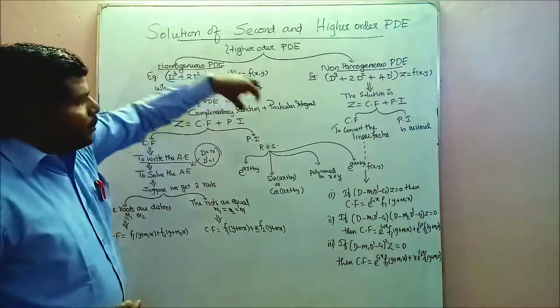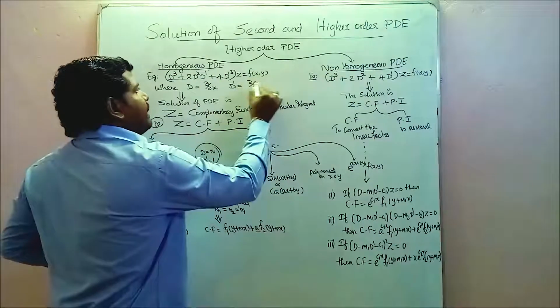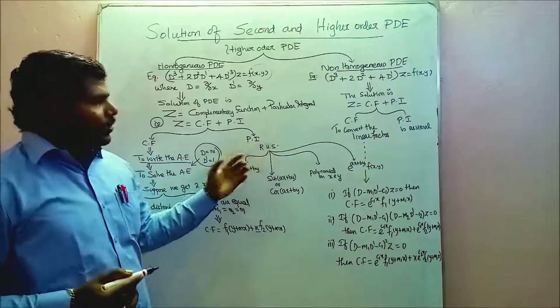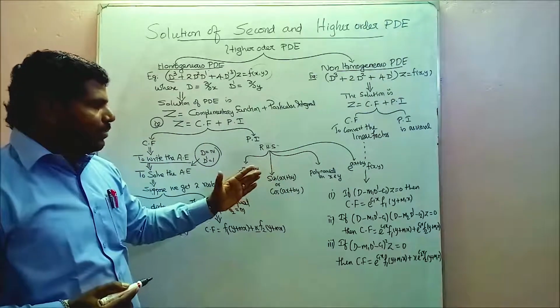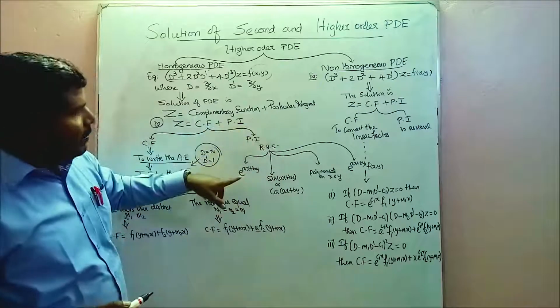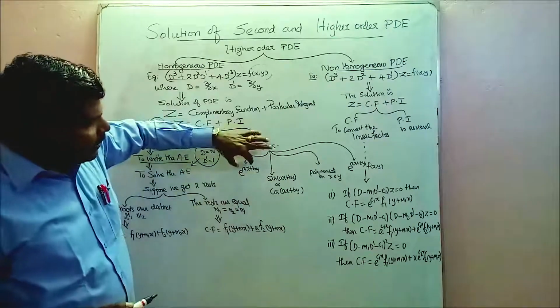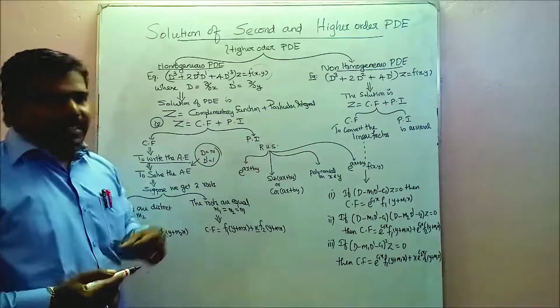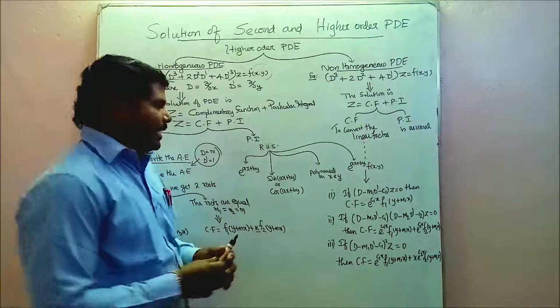Then we go to the particular integral. It depends on the RHS, and we can find the particular integral accordingly. We have many categories. We can divide this into many types depending on the right hand side. So the right hand side may be e power ax plus by. If an e power ax plus by function comes, how do we find the particular integral? When we work out problems, we will see how to find it.